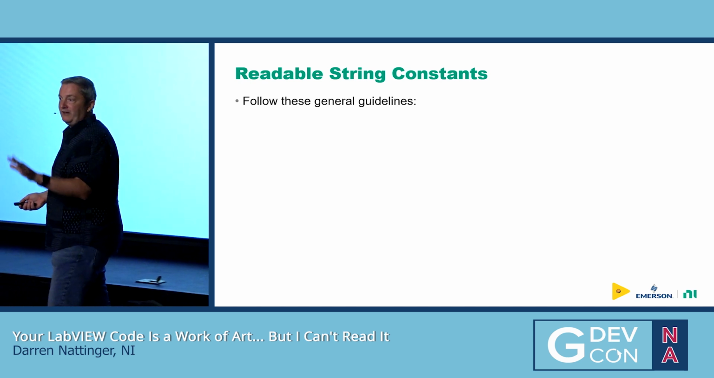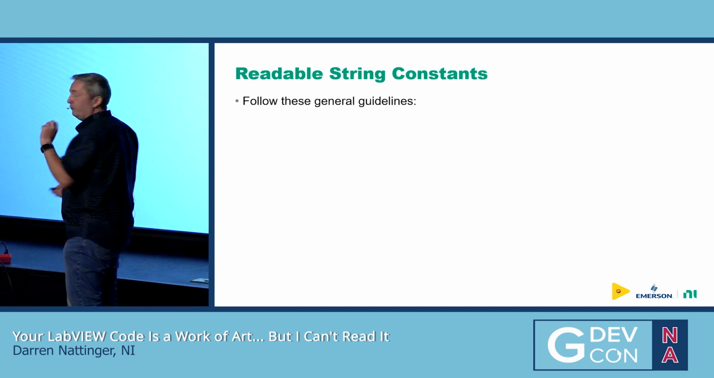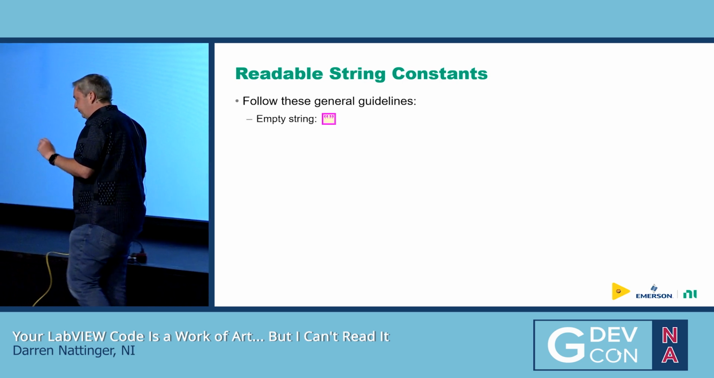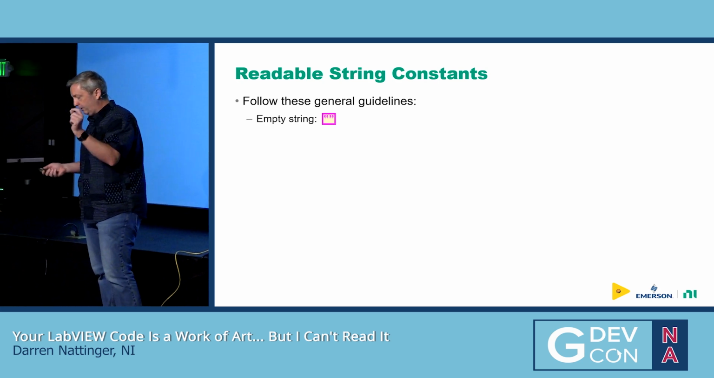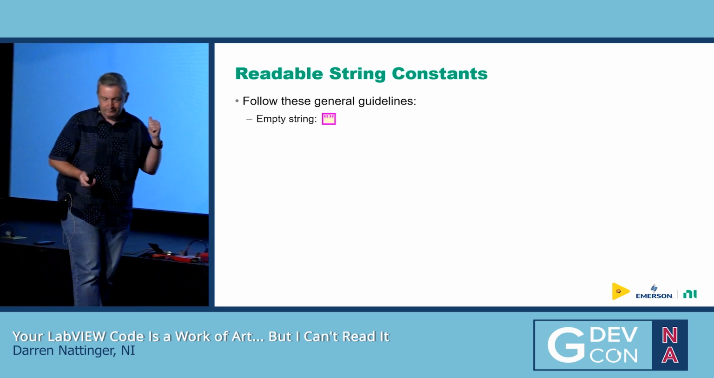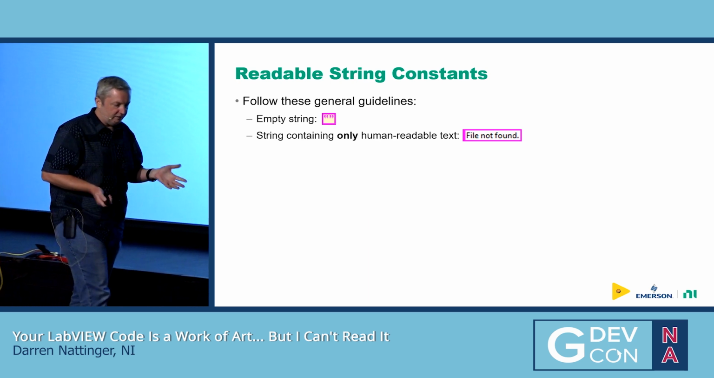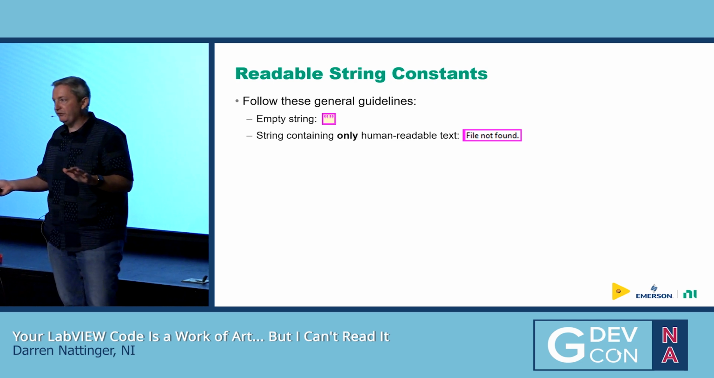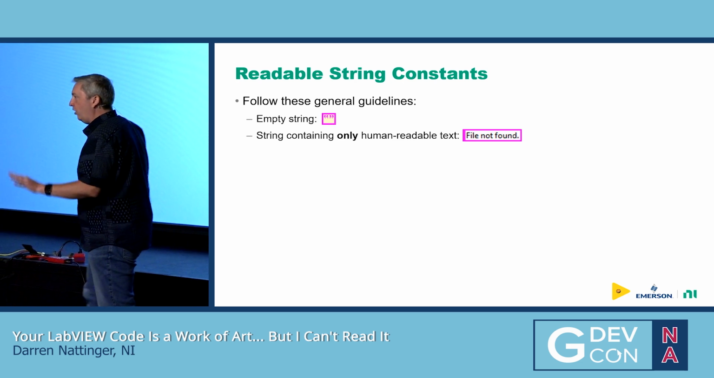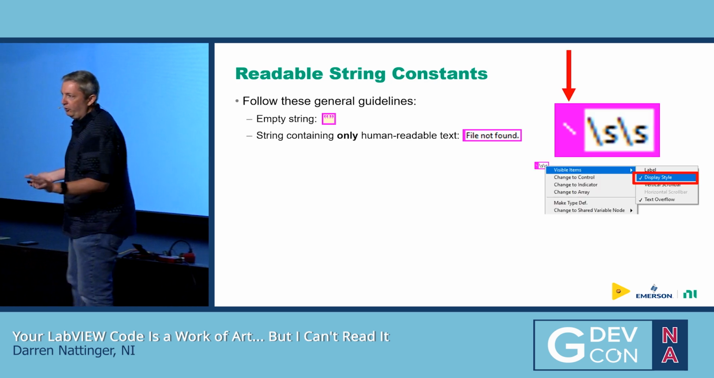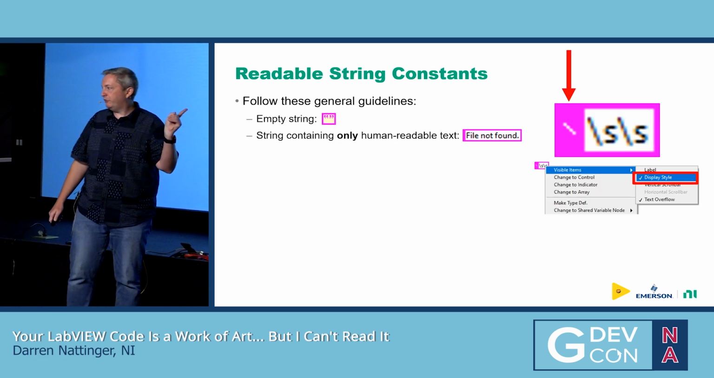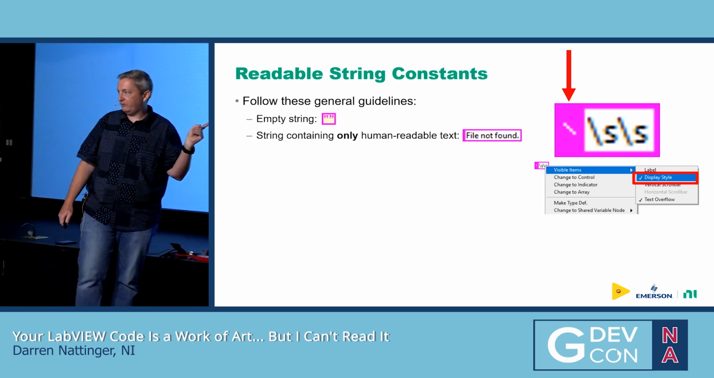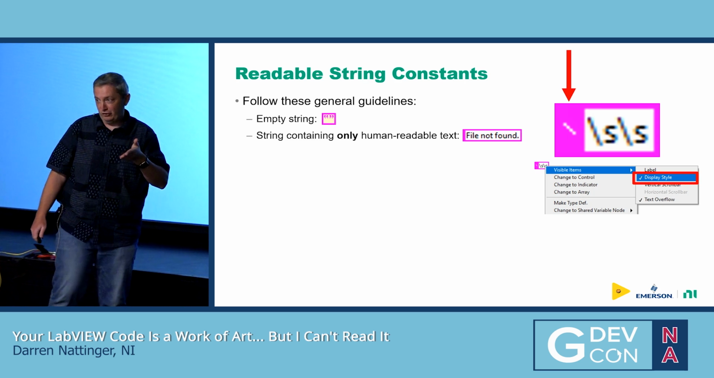So I have some general guidelines for you for how to have readable string constants in your code. The first is, if you have an empty string, please use the empty string constant, the fixed constant. Always use that thing. If you have a string constant with human readable text in it, it's okay to leave alone. Type the human readable text in it, you're good to go. For all other string constants in your code, I want you to show visible items display style. And I want you to set it to the one that makes the most sense. Okay, and that's usually slash codes.